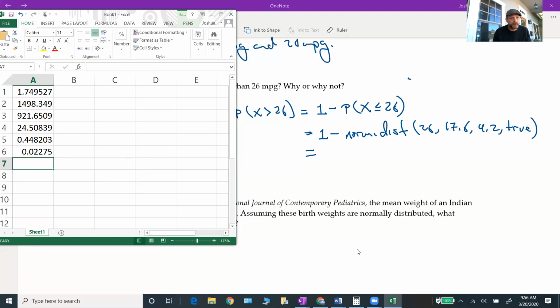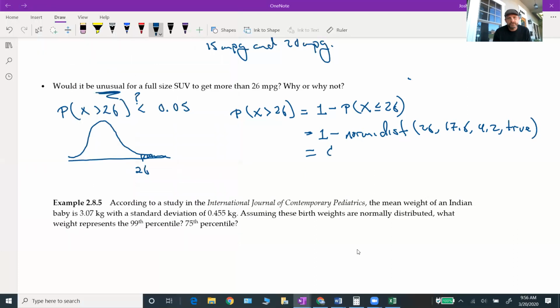There we go. We get 0.023. That is less than 0.05. So this would be unusual, okay? And more specifically, unusually high.